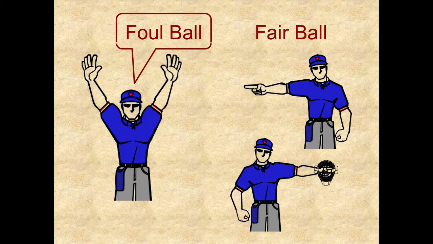Foul ball, fair ball. Here are the signals associated with ruling a ball fair or foul. Foul is the only one that may be accompanied by a verbal call. There is never a verbal call with the signal fair. Fair is simply pointing toward fair territory. It may be made with either arm, and it may be made with the mask in the hand.